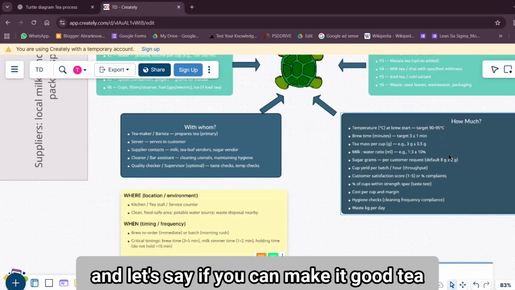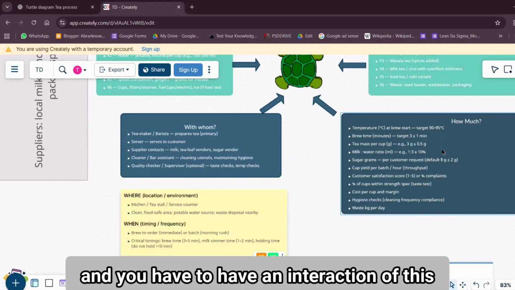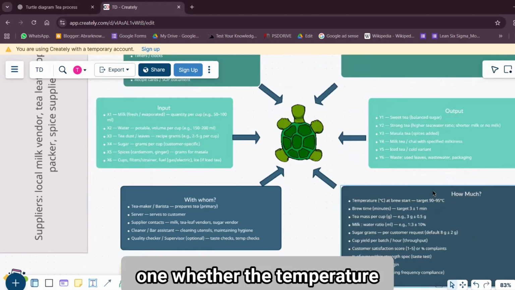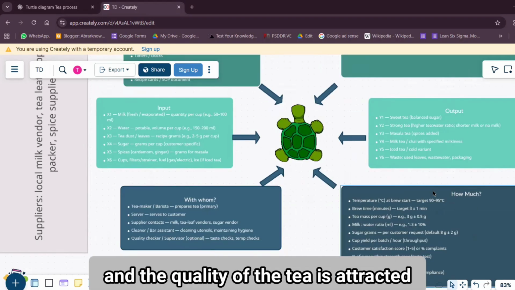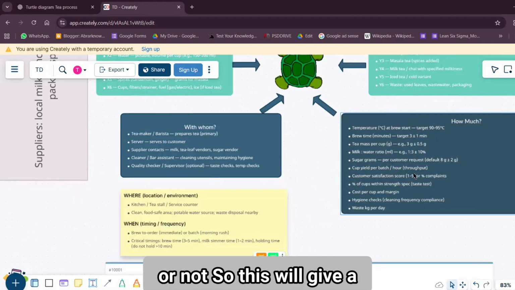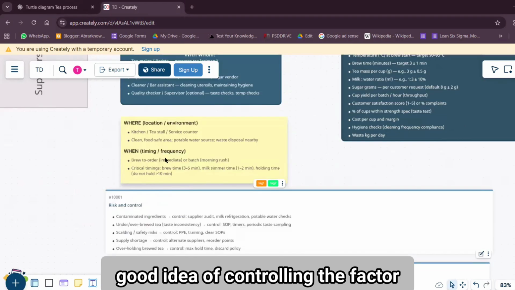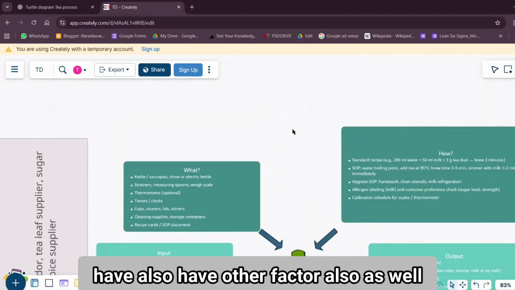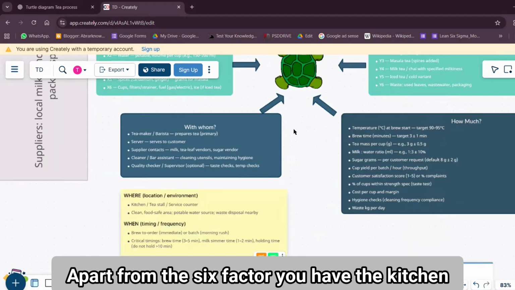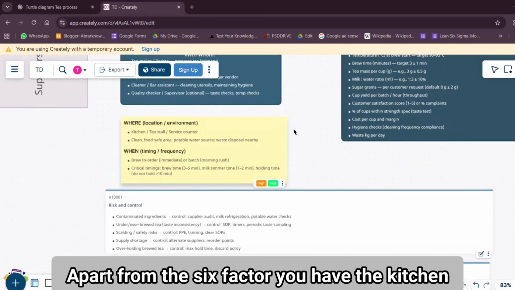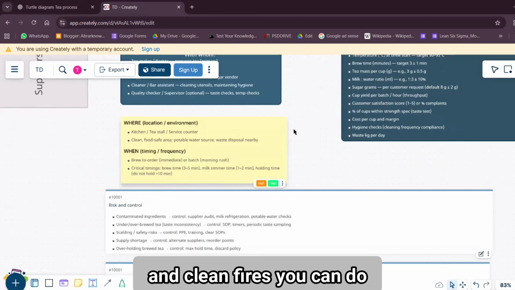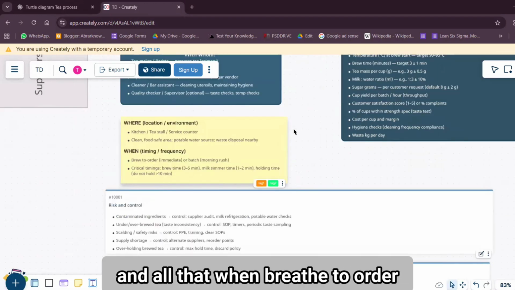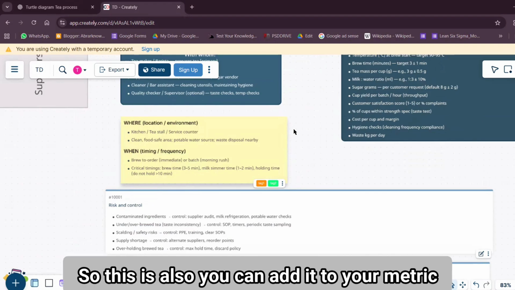And let's say if you want to make a good tea, you have to have an interaction of this one, whether the temperature and the quality of the tea are interacted or not. So this will give a good idea of controlling the factor. Then you also have other factors. Apart from these six factors, you have 'where', the kitchen, right, and cleanliness and all that. 'When', brew to order, right. So this you can also add to your metric.